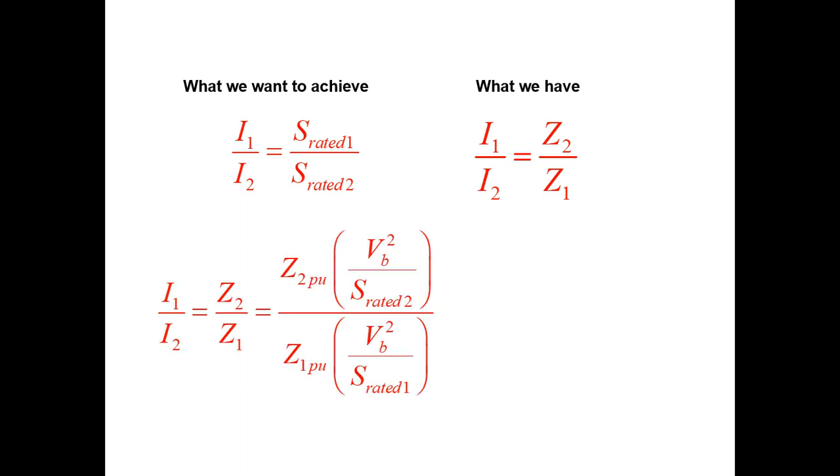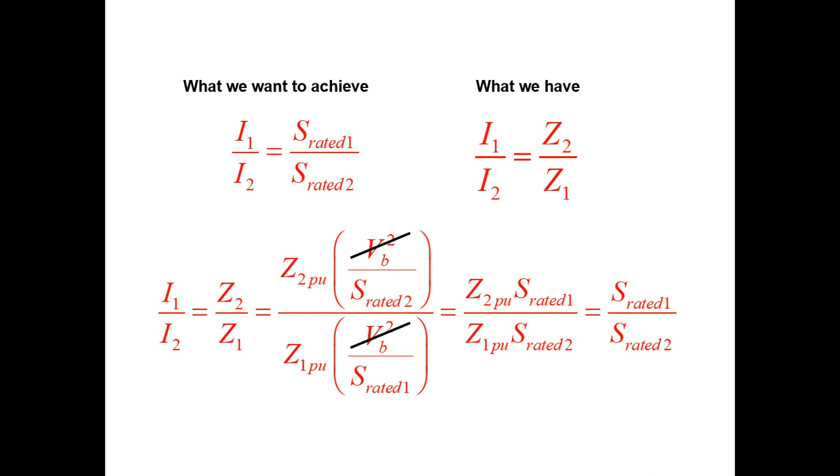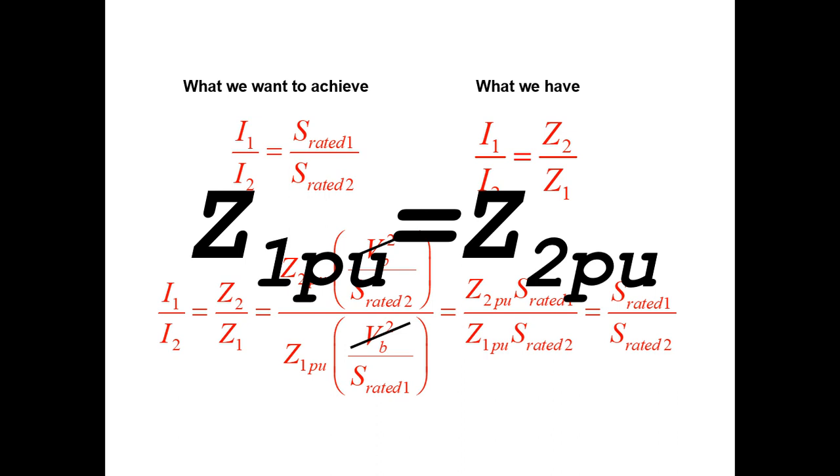We can write Z2 and Z1 in terms of the per unit values and the base voltage and the base powers of the transformers. Correct. This cancels that because V base is the same for both transformers. What we want is that, right? We want that ratio is that. How do we achieve that? Making sure that Z1 per unit is equal to Z2 per unit. And then it will be true that I1 is to I2 as S-rated 1 is to S-rated 2. That is a condition. And that is what we wanted to demonstrate.